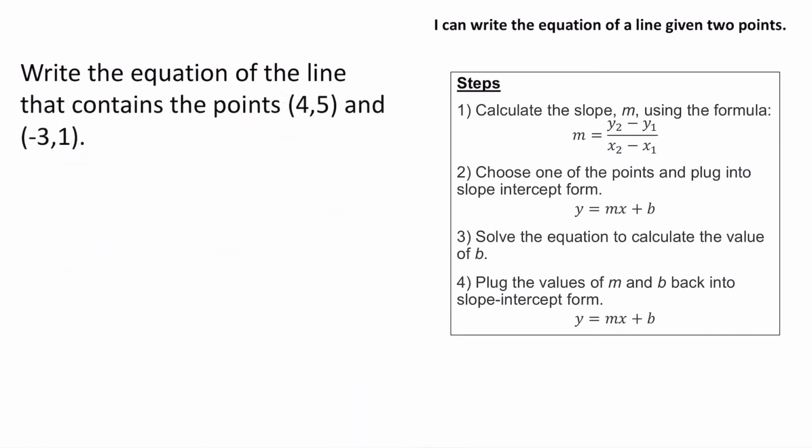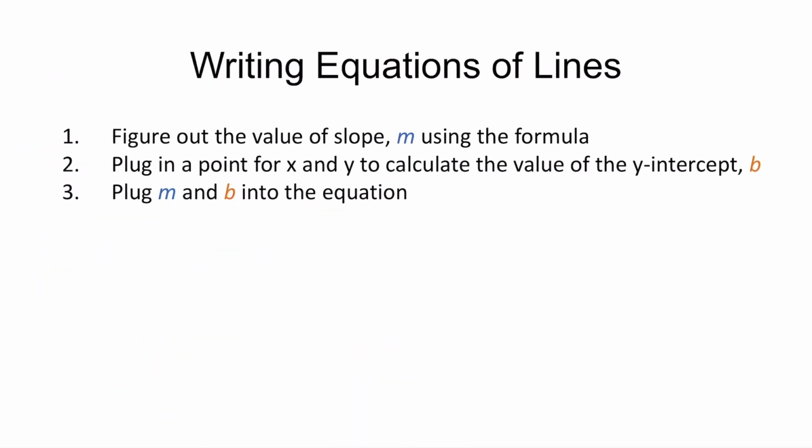So now let's write the equation of the line. Remember, to write equations of lines, you're going to need to figure out the value of slope m using the formula if the value of m is not given to you. Then you're going to plug in a point for x and y to calculate the value of the y-intercept, which is b. Then you're going to plug m and b into the equation y equals mx plus b, and you will have the equation of your line.